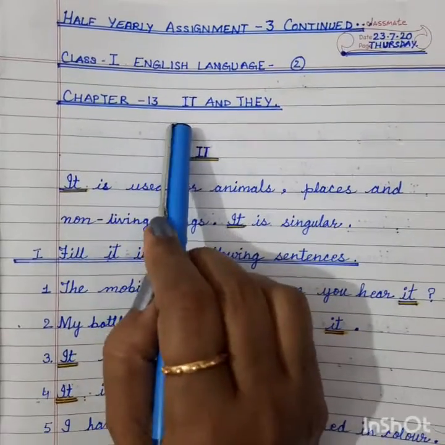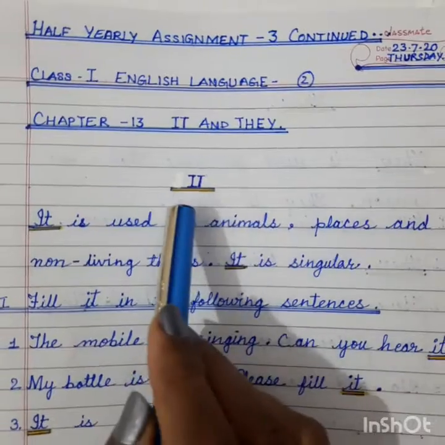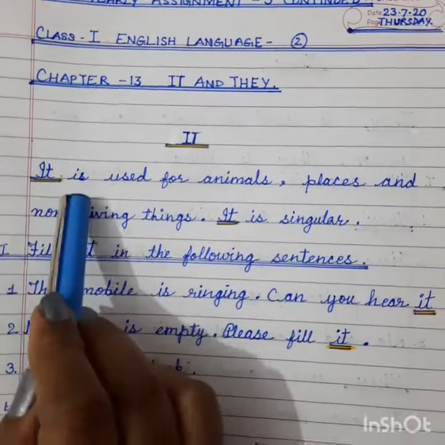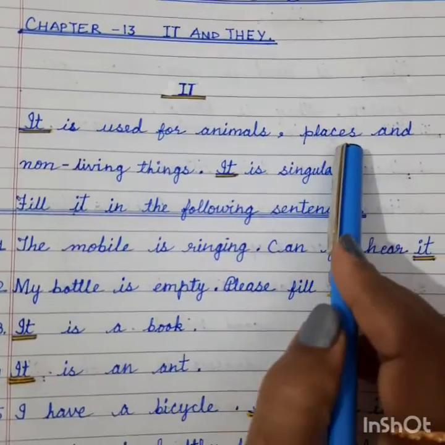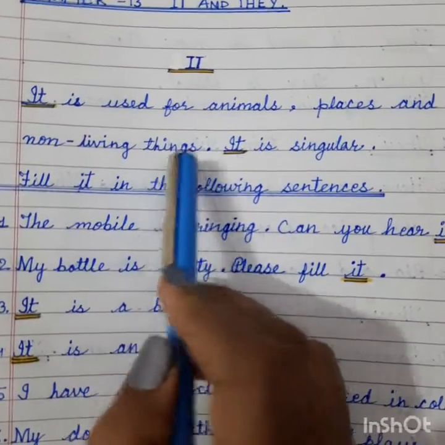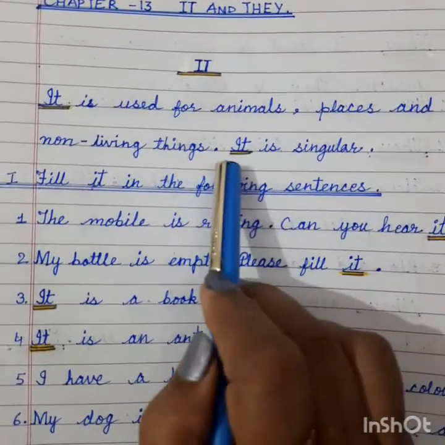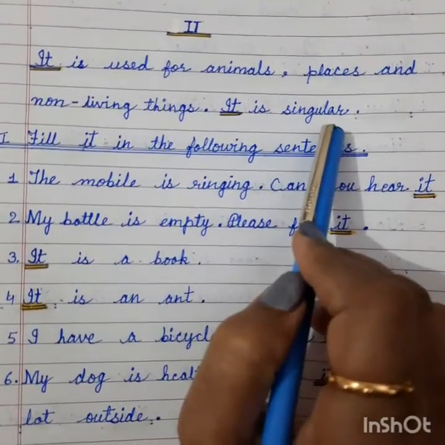Today, we will learn about it and they. It. It is used for animals, places, and non-living things. It is singular. So you have to remember this, children, that it is singular.